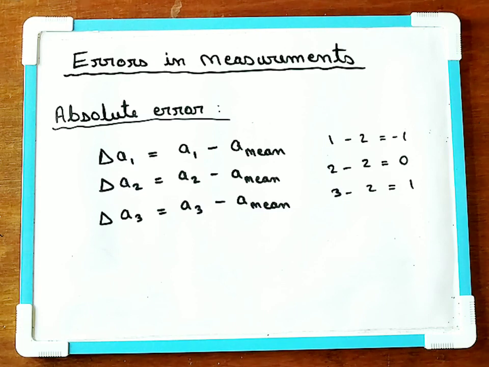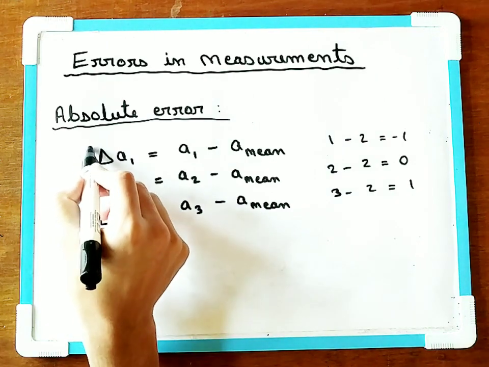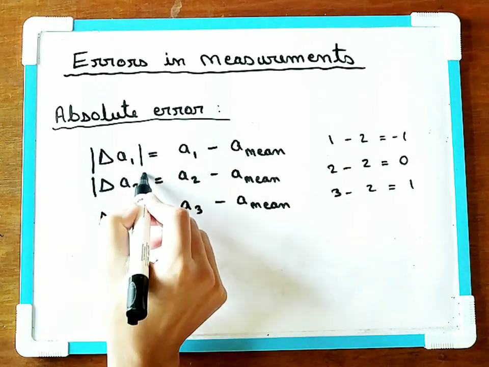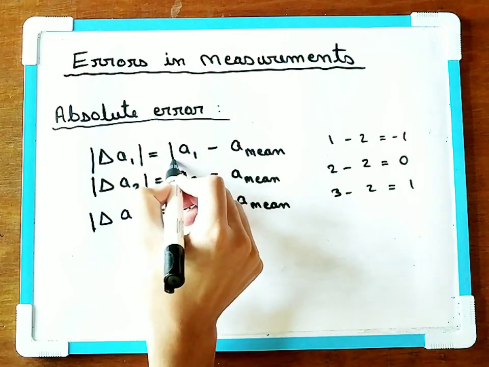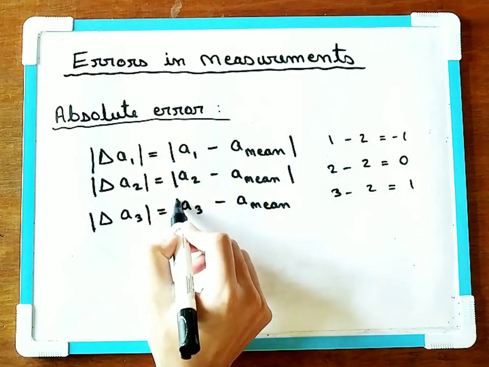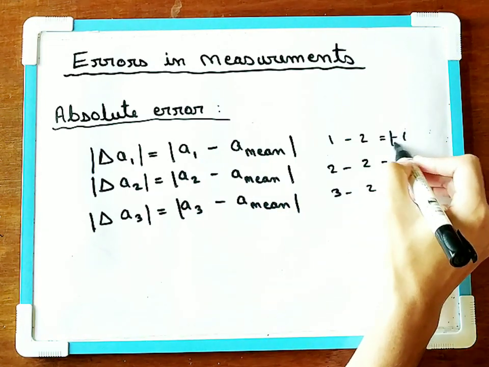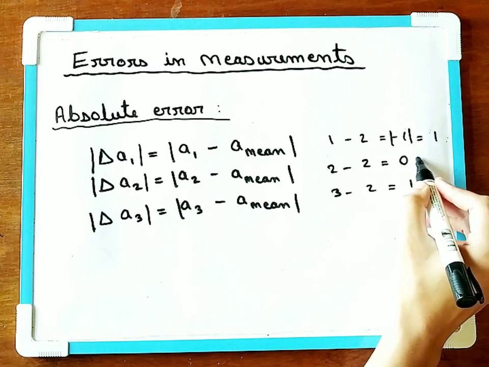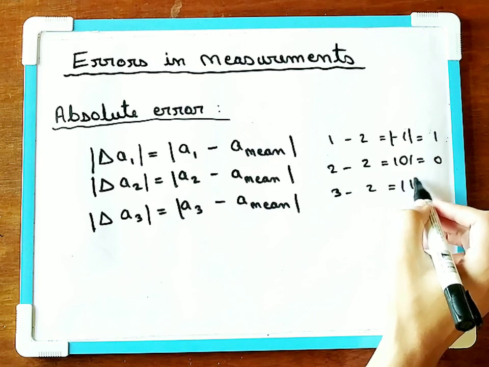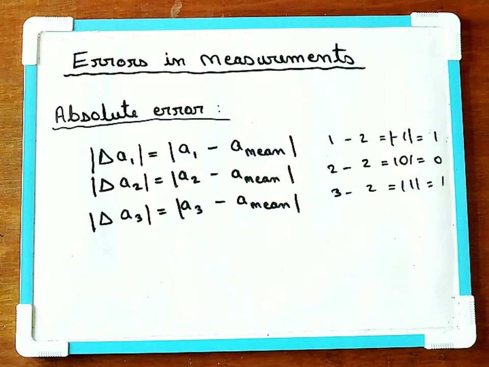You just take the magnitude. So what you have to do is take the modulus of the difference. Once you take the modulus of the difference, then the minus sign will become positive. So this will be 0 or always positive. So absolute error is always positive. It doesn't matter if the difference comes out to be negative, the absolute error will always be positive. So that is the absolute error.